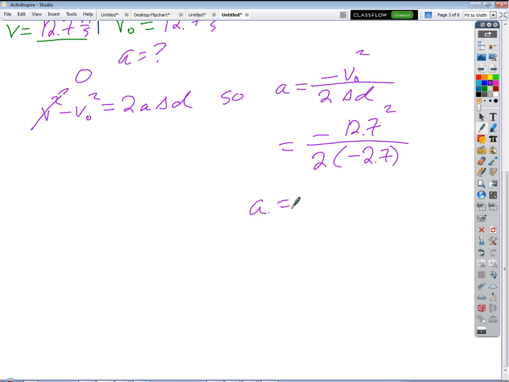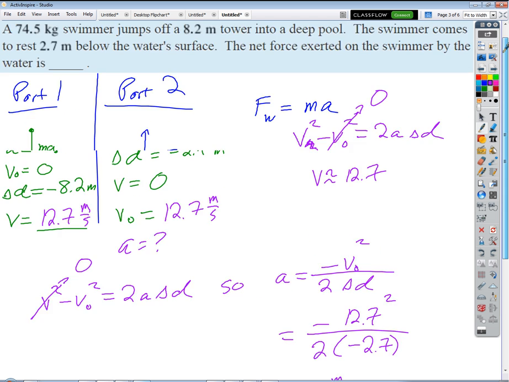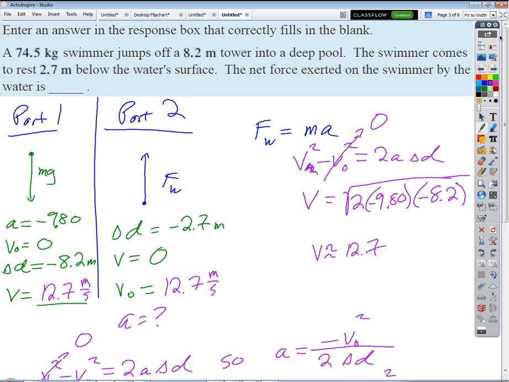Well, actually, we're not looking for acceleration though, are we? We're looking for force, right? So the acceleration was roughly 30 meters per second squared. But what we're really trying to do is find the force exerted by the water, which is ma, right? Does that make sense? And the mass is 74.5.